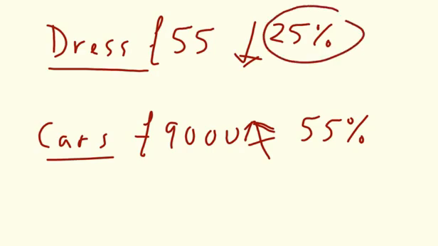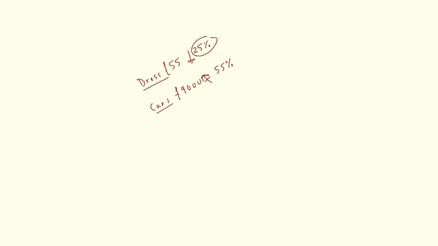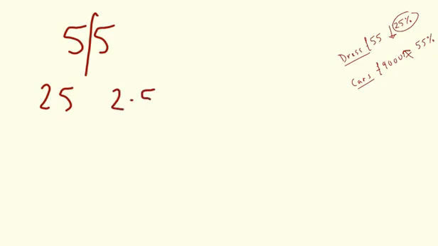25% of 55. So that means dividing 55 by 4. Or half 55 and half it again. So let's just make this a bit smaller so that we can work it out. 55. If we half this number, half of 50 is 25, half of 5 is 2.5. You add it together, makes 27.5.